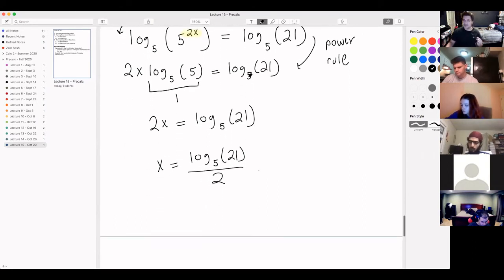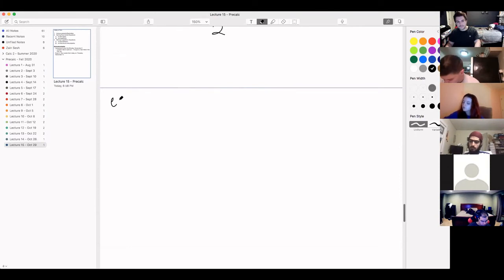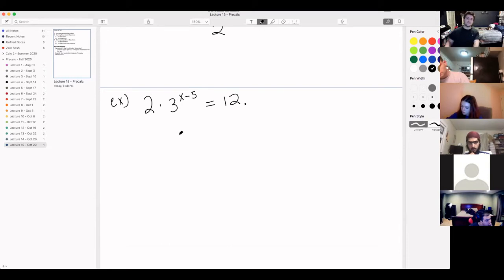All right, we'll do another example. All right, so we'll have 2 times 3 to the x minus 5 is equal to 12. Okay, so we can't just apply logs to both sides just yet because we have this coefficient of 2 hanging out in front of the exponential. But we can get rid of that very easily just by dividing both sides by 2.